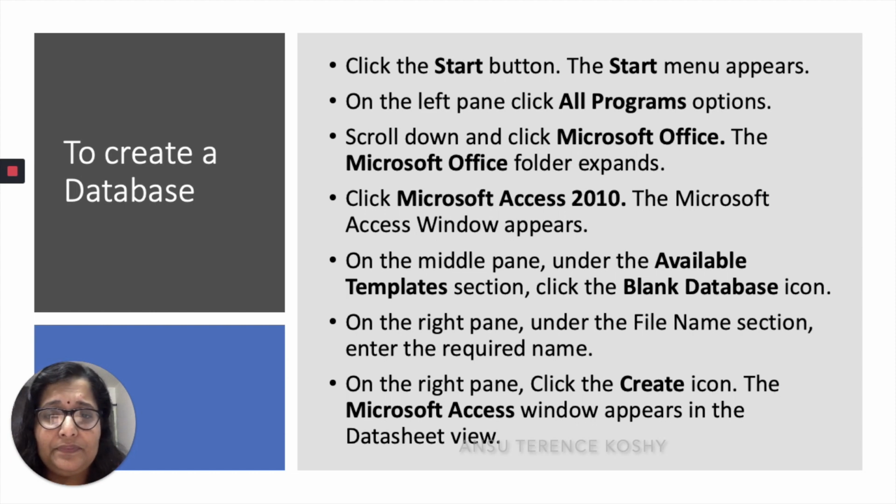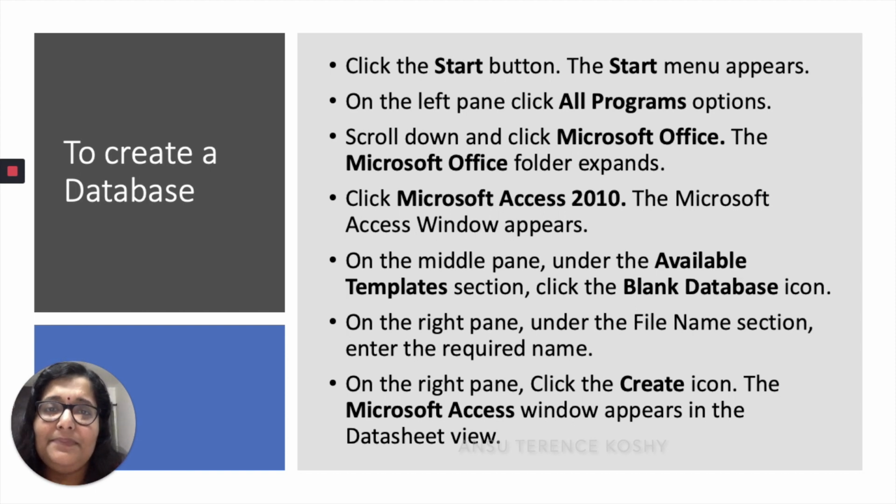Click on it. On the middle pane, under the Available Templates section, use the blank database icon. That is one thing you have to understand. Nowadays, Word also works on the same process. We have to click on the blank option or any other template that is available. Here, you have to click on the blank database icon. On the right pane, under the File Name section, enter the required name. On the right pane, click the Create option.